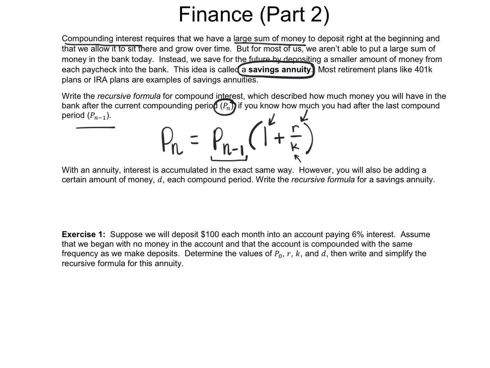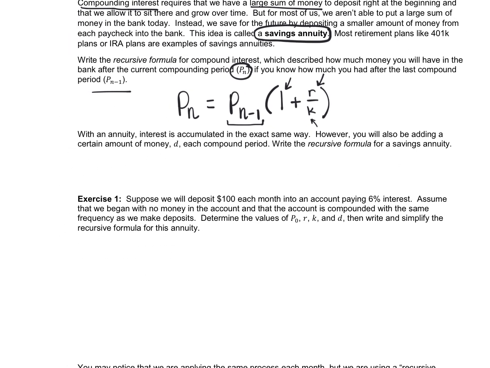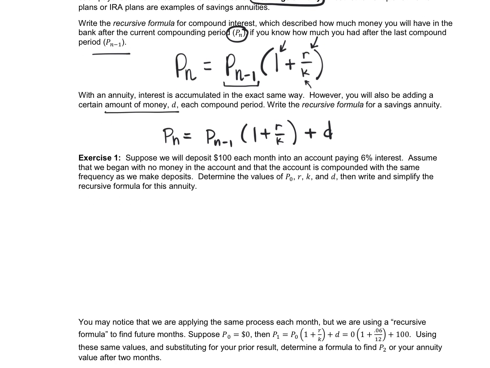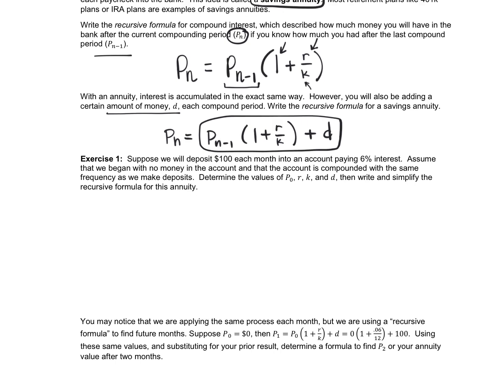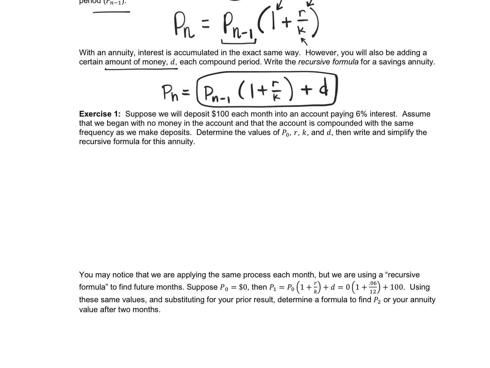So with an annuity, the same exact thing is happening, except that you're adding a little bit more money every month, and we're going to call that amount of money D. So what's going to happen is P sub n will be the last amount, and we'll earn some interest on that. But then we're also going to deposit some money. And so then for the one after that, this entire amount of money will earn interest. So let's look at an example to see this a little bit better without all the variables.